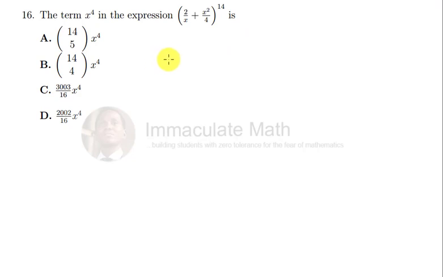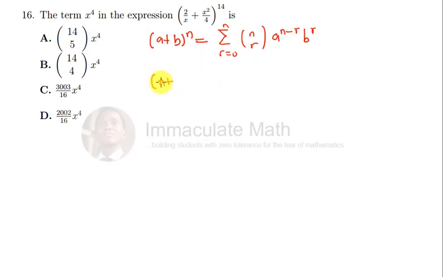Okay, so I want to refresh your memory on the binomial theorem. Let's say you have (a plus b) raised to the power n. You know that (a plus b) raised to the power n can be expanded, using the binomial theorem, as the summation of r starting from 0 up to n of n combination r, of a raised to the power n minus r, b raised to the power r.